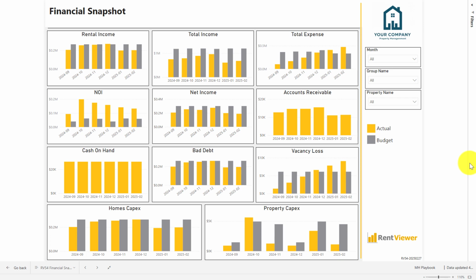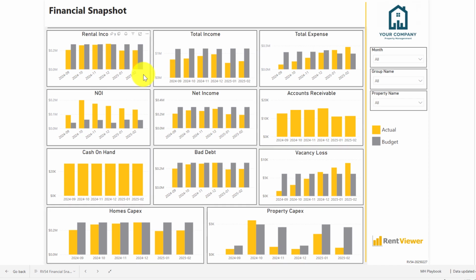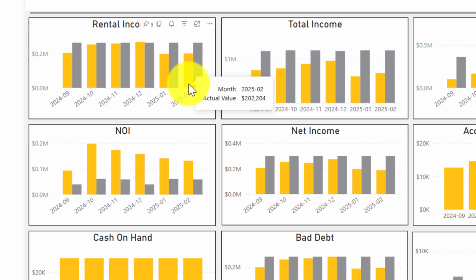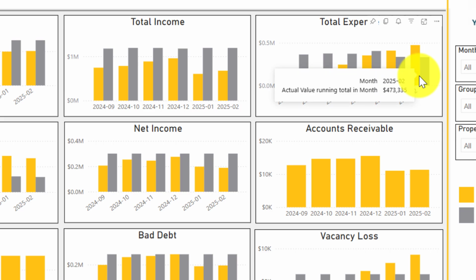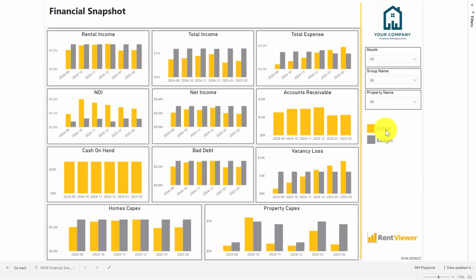I like to start with a financial snapshot and look month by month, and specifically at the month that just closed. So here I can see the actual versus budget performance for the specific line items that I've selected and want to keep an eye on. So I can see over here that my rental income has been below budget for the last couple months. Same as my total income. My expenses have been higher than budget over here. So this is giving me an idea that there are areas that I need to pay attention to.